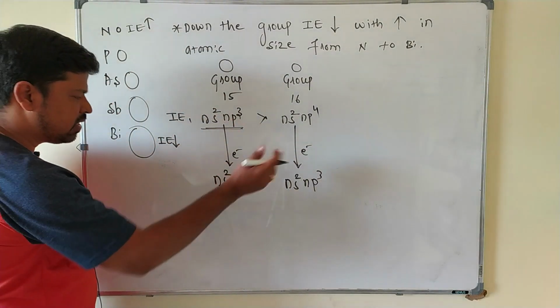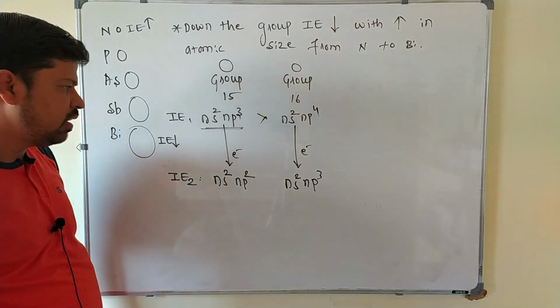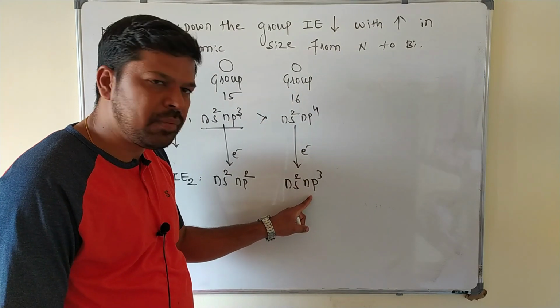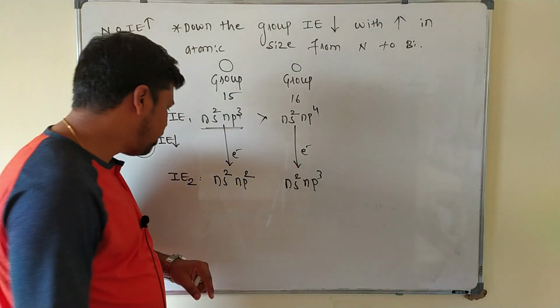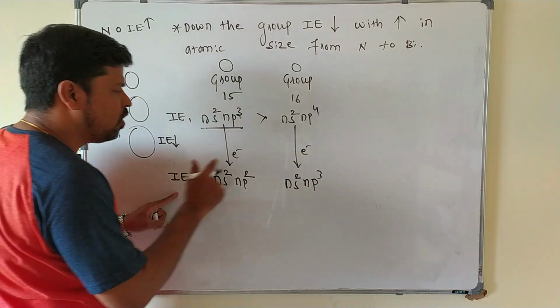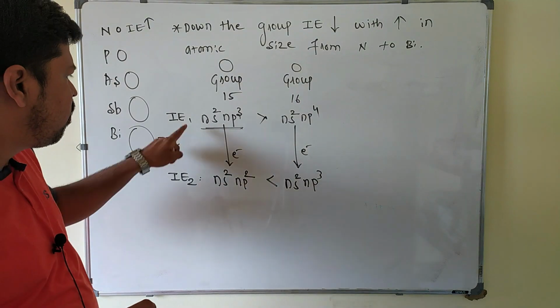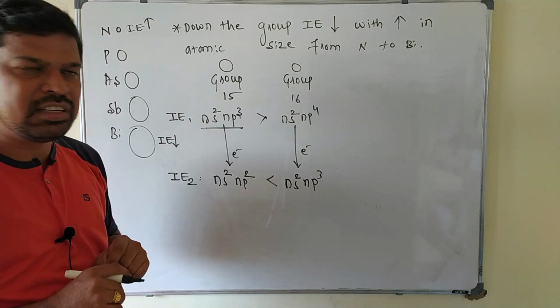Suppose I want to remove the second electron. For that one I will call it ionization energy 2. Now the removal of the electron becomes difficult in this case because of stable electronic configuration. Now this is not the stable configuration. So what happens? The second ionization energy of group 16 element is more than that of group 15. For group 15, first ionization energy is more. For group 16, second ionization energy is more here.